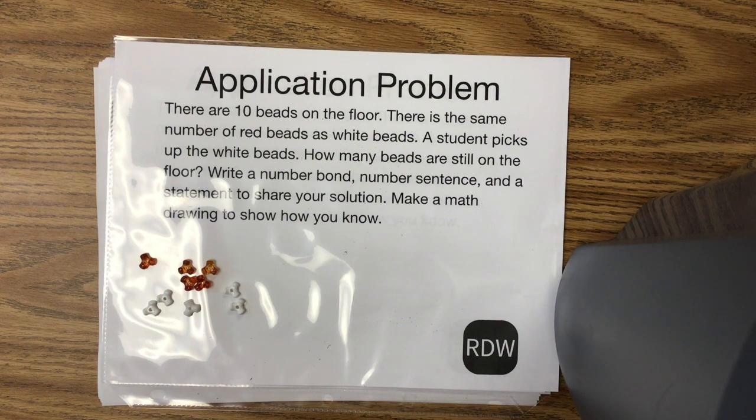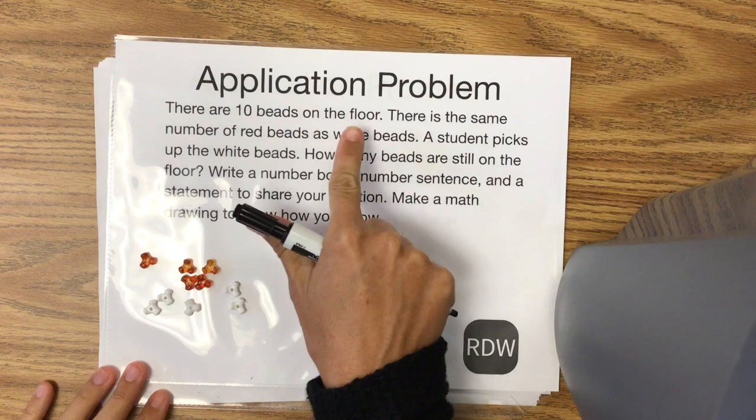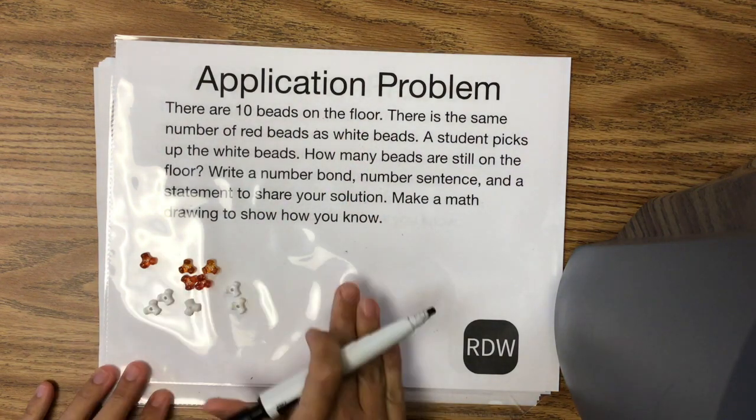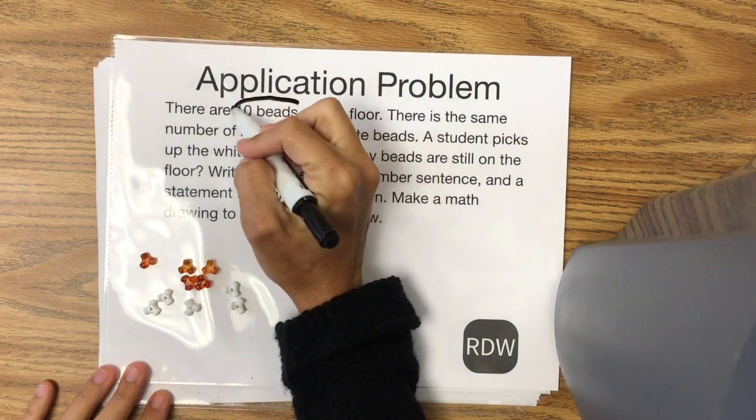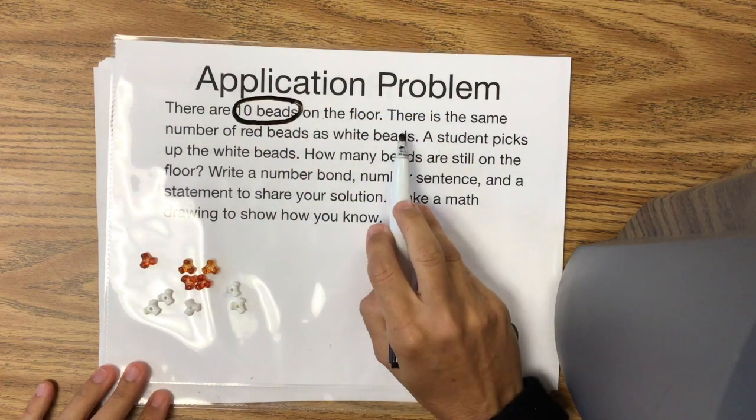So there's several things that we have to do to show that we understand this problem. But first, let's read back through the problem and see exactly what it's asking us to do. Are you ready to read with me? Make sure you track your print. There are 10 beads on the floor. So how many beads started on the floor? And we have beads down here just like the problem. So we started with 10 beads.